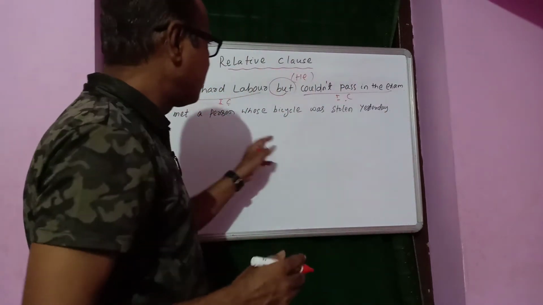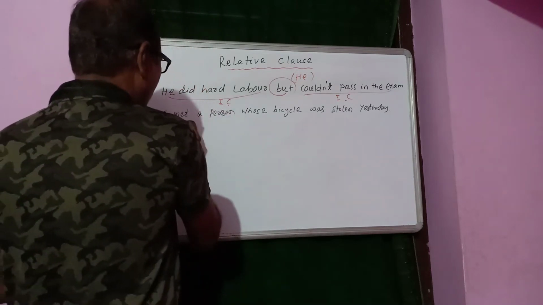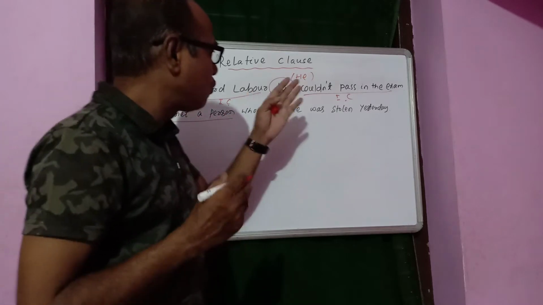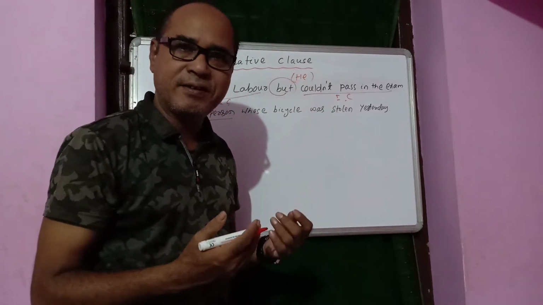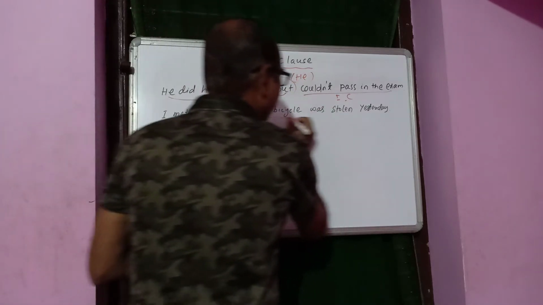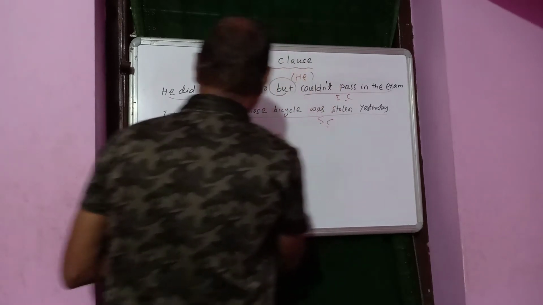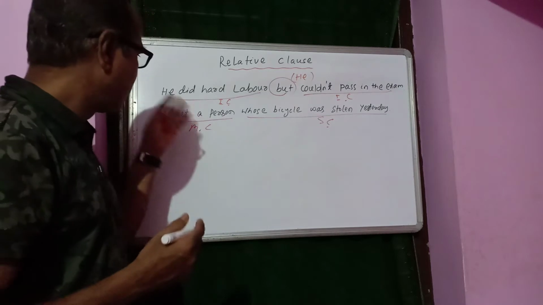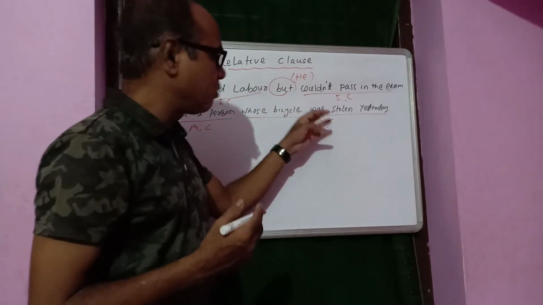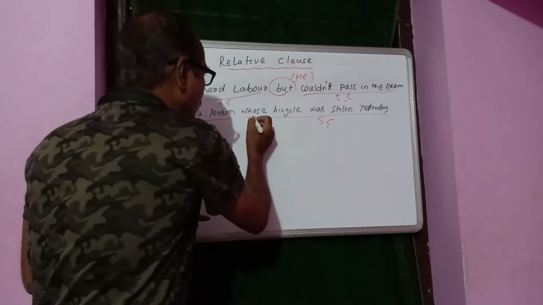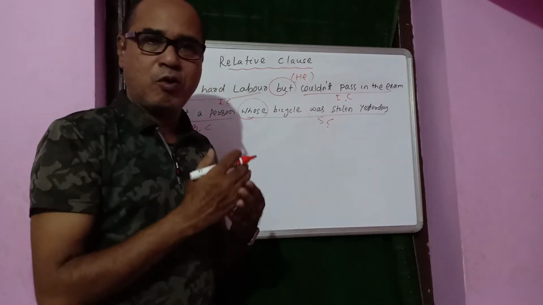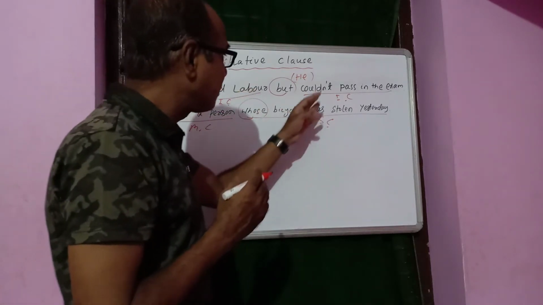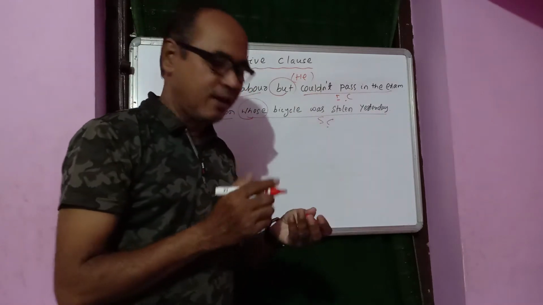Here you see, this is: I met a person whose bicycle was stolen yesterday. Here, whose bicycle was stolen yesterday is the SC, and this is the MC. This is an independent clause. We can say this is the MC, main clause, and this is the SC, subordinate clause. Here, whose is a subordinate conjunction.